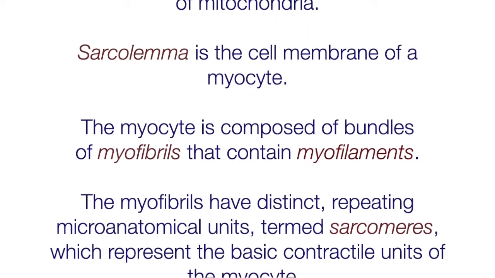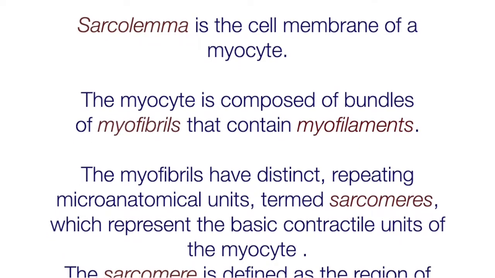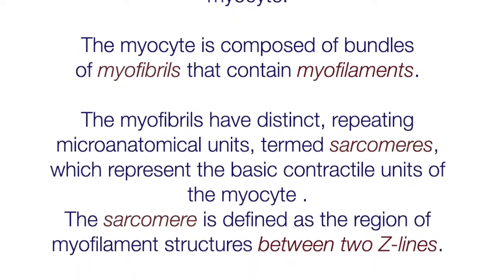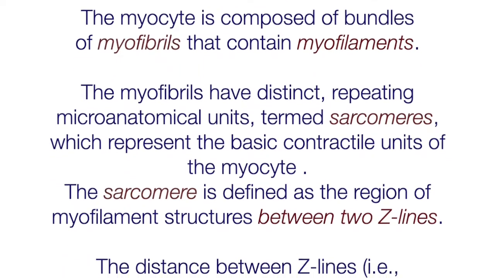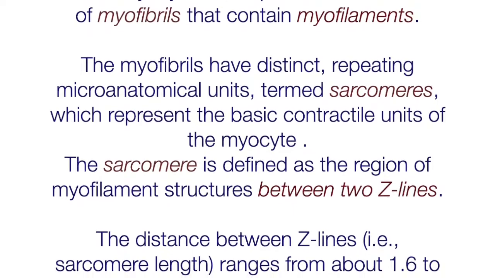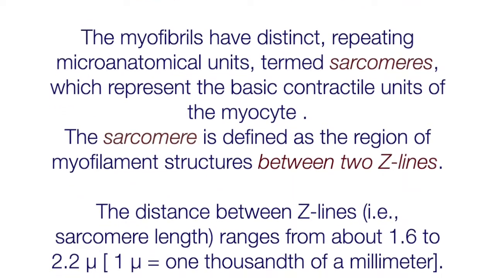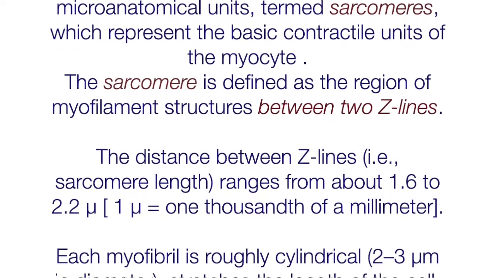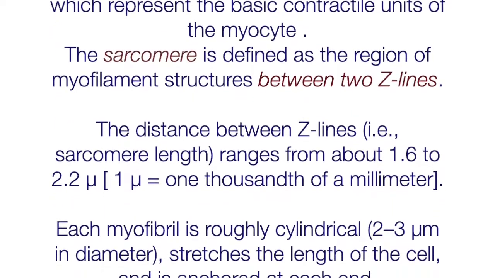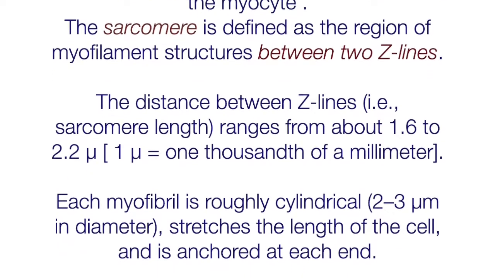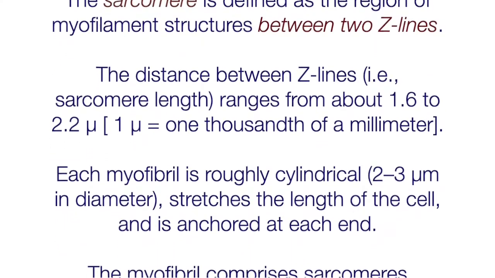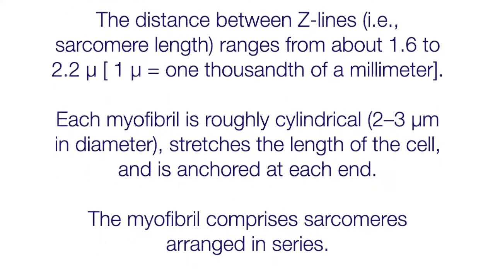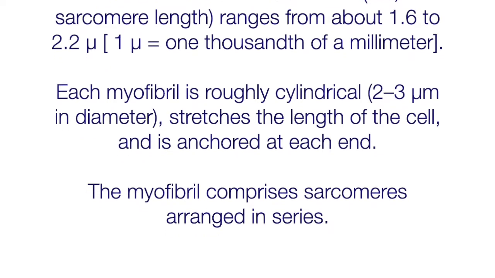The myocyte is composed of bundles of myofibrils that contain myofilaments. The myofibrils have distinct repeating microanatomical units termed sarcomeres, which represent the basic contractile units of the myocyte. The sarcomere is defined as the region of myofilament structures between two Z lines. The distance between Z lines, that is the sarcomere length, ranges from about 1.6 to 2.2 micrometers, that is, 1 micrometer is 1,000th of a millimeter.